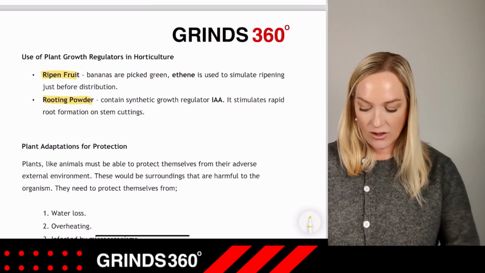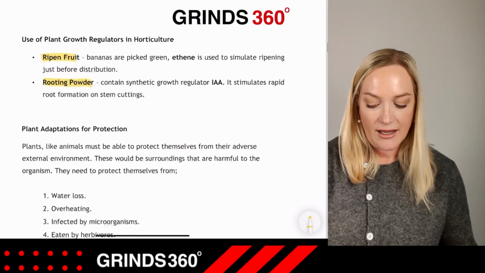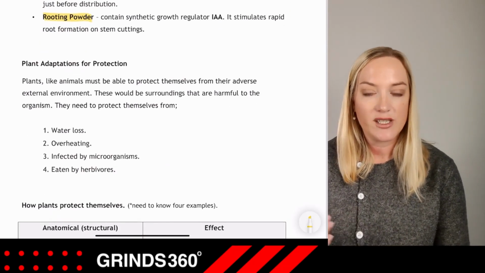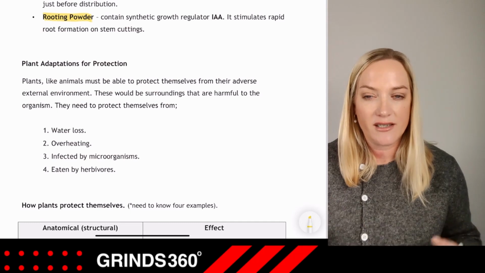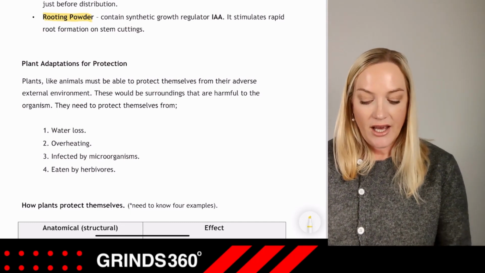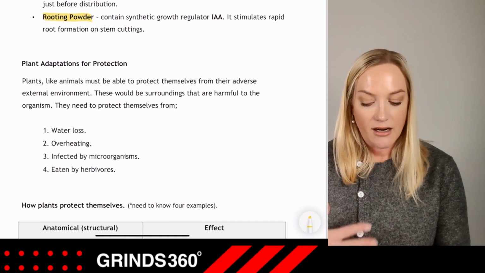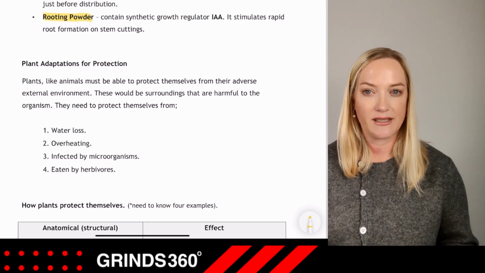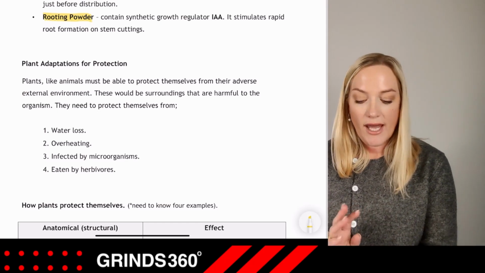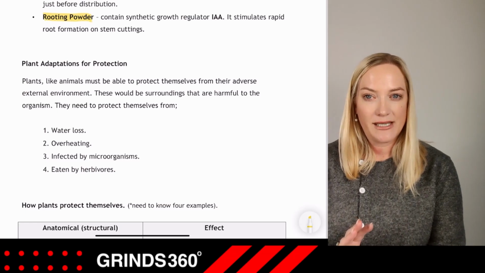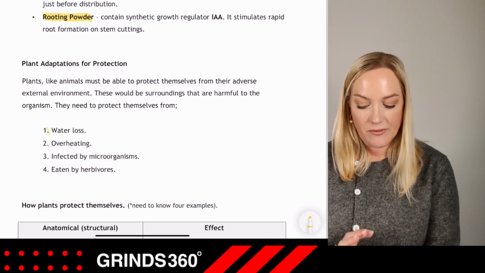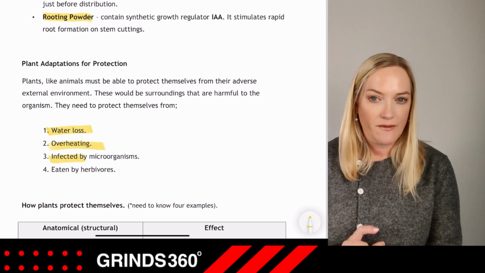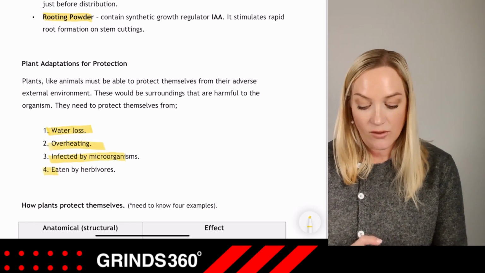Now, plants can also adapt themselves for protection. Plants, like animals, must be able to protect themselves from an adverse external environment, so their surroundings that are harmful to the organisms. They have to protect themselves in four ways. They want to prevent water loss, they want to prevent overheating, they don't want to be infected by microorganisms, and they don't want to be eaten.